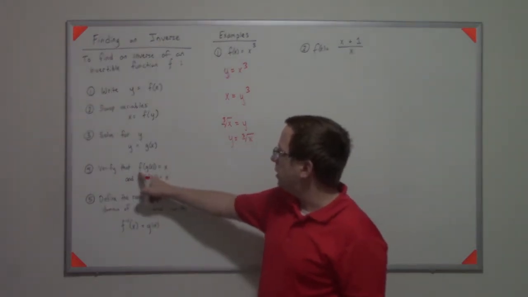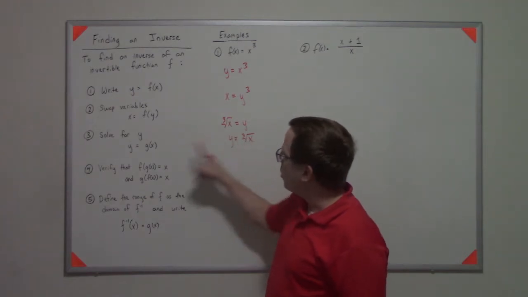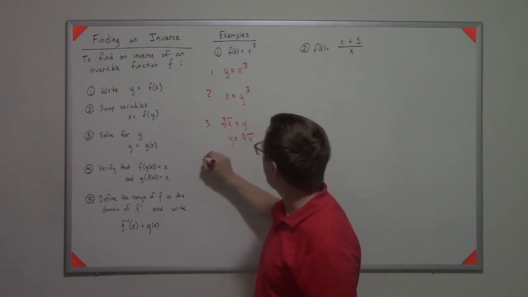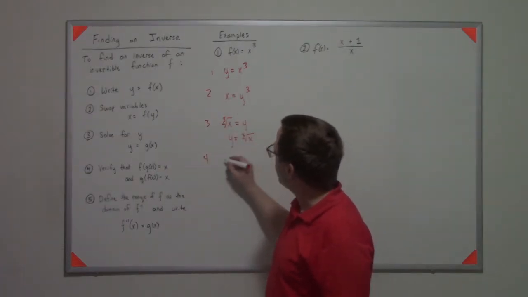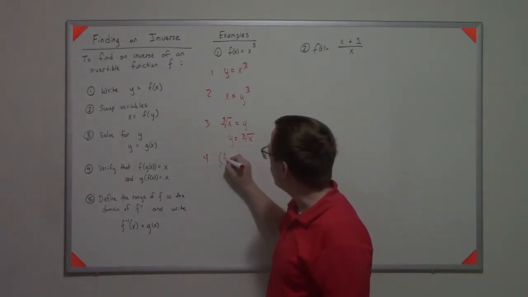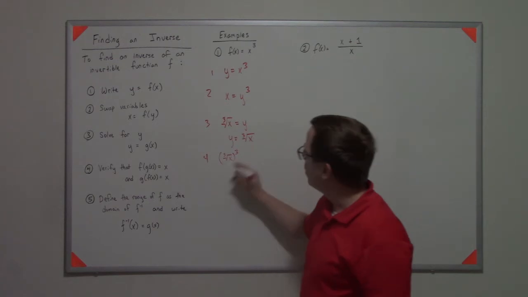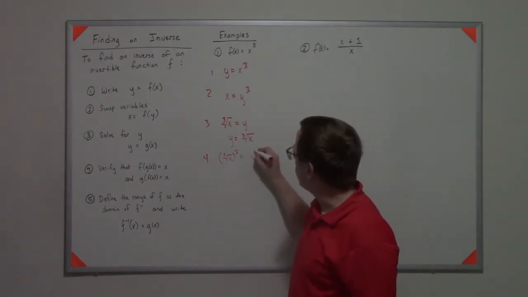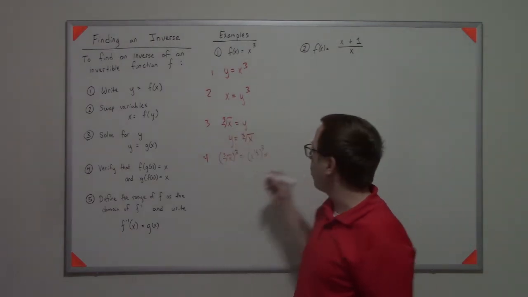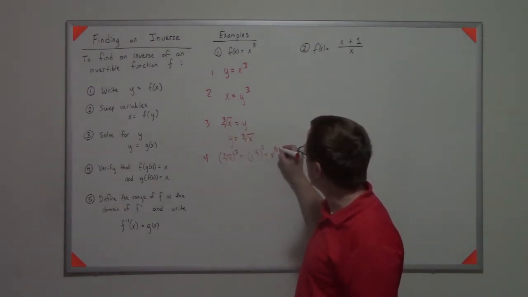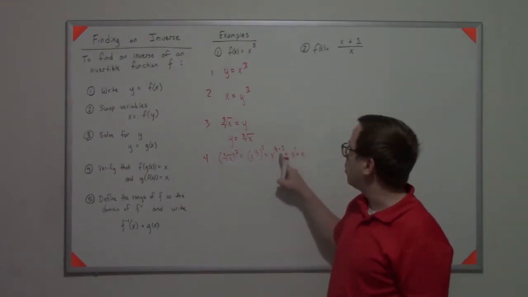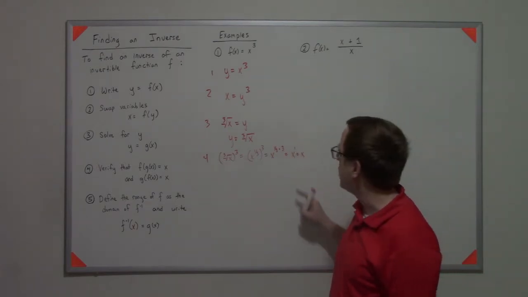Now I need to verify that running this function through the original function gets me x. So that's steps 1, 2, 3, 4. I need to say f, so something cubed, and what I'm cubing is the cube root of x. Well, that's like x to the 1/3 cubed. If you remember how power to a power works, you multiply the powers. So you get x to the 1/3 times 3, which is x to the 1, which is x.